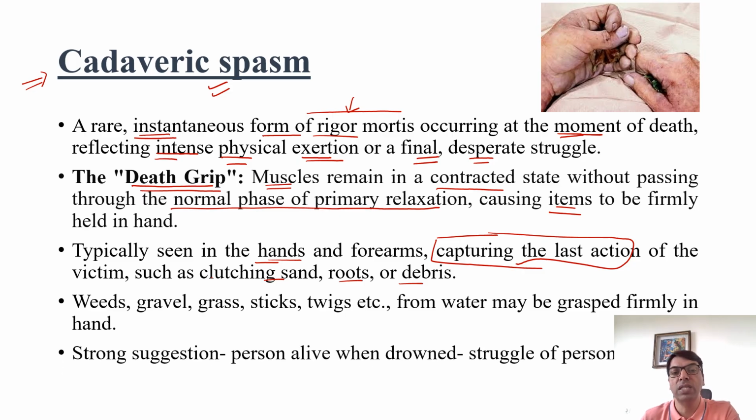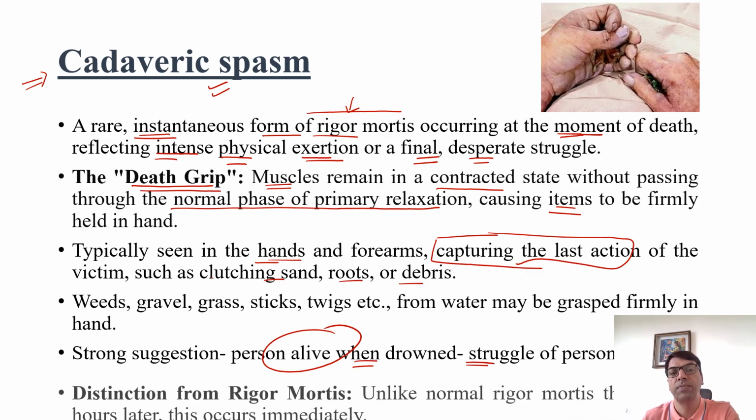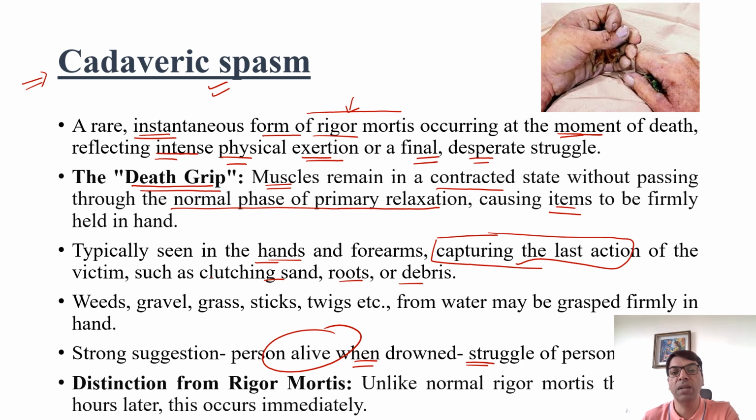And it strongly suggests the person was alive when drowned. It shows the struggle of the person before death. Distinction from rigor: unlike normal rigor mortis, which occurs hours later, it is instantaneous. It occurs immediately.